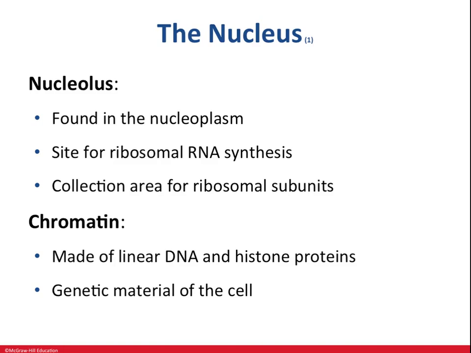In the nucleus, the chromatin is the material that stores the hereditary information. It is linear DNA and histone protein. Histone protein is only in the eukaryotic cell, not in the prokaryotic cell, because the prokaryotic cell has circular DNA. Since the eukaryotic cell has very long DNA, they have to use histone protein embedded with the DNA to stabilize the DNA. So chromatin is the genetic material for the cell.